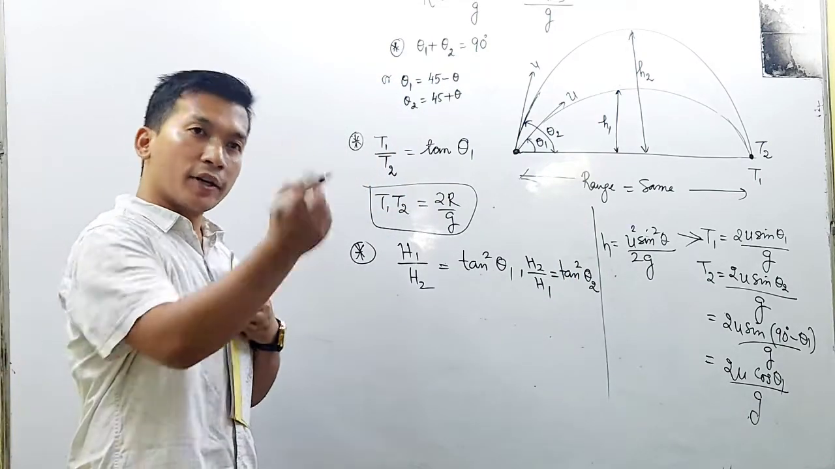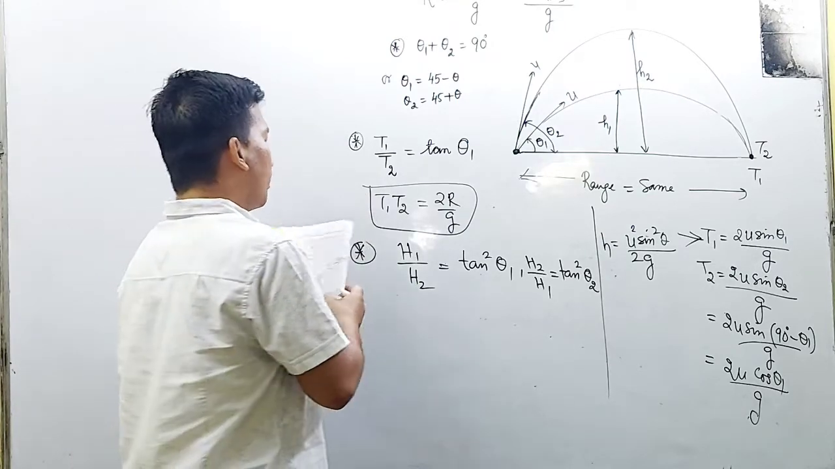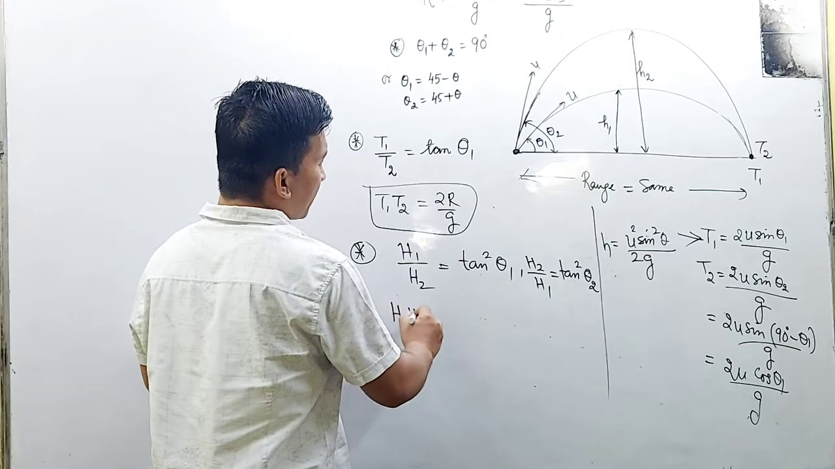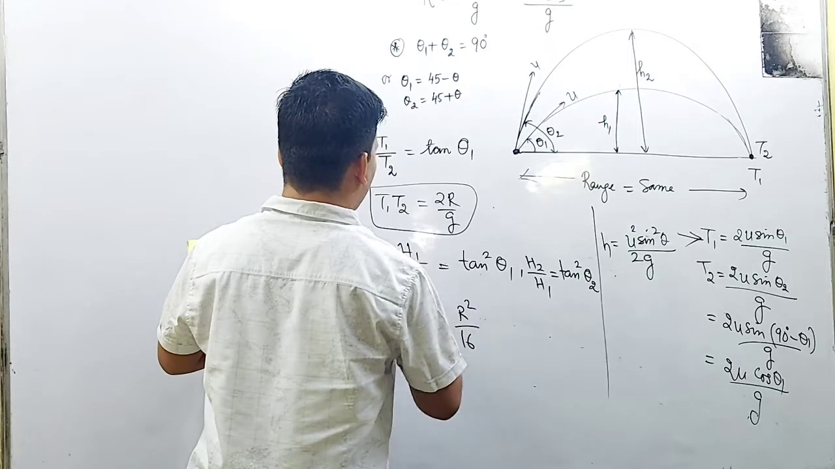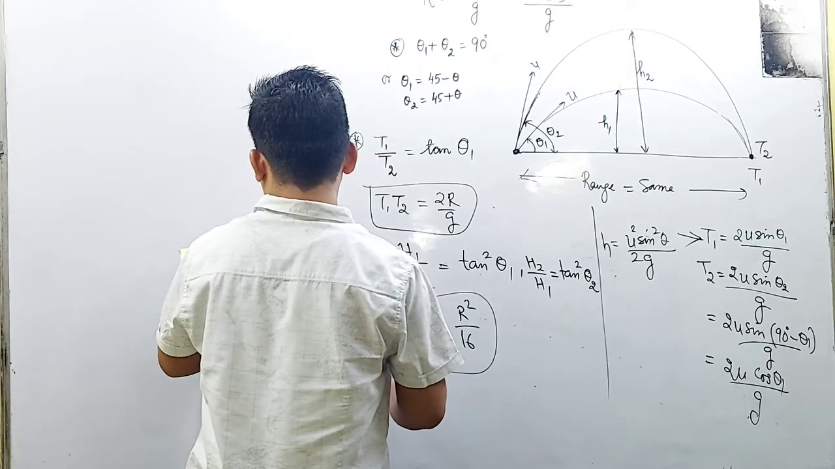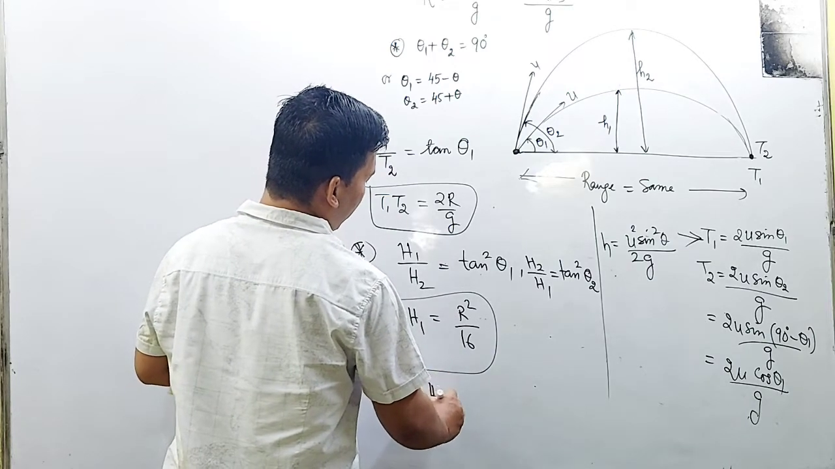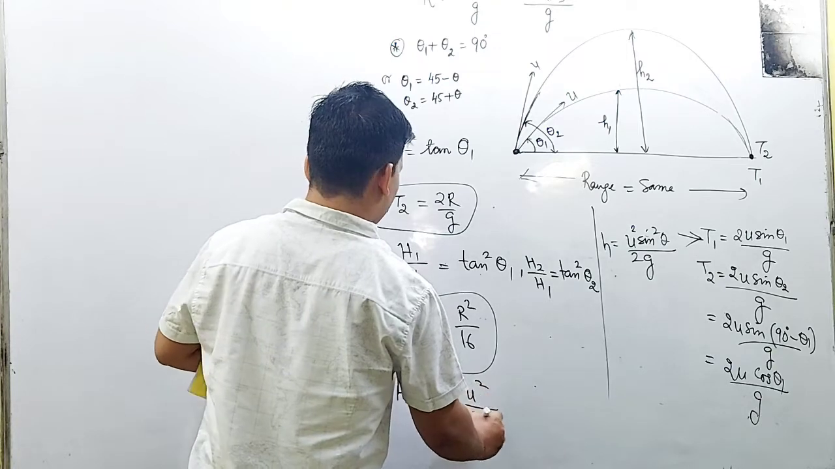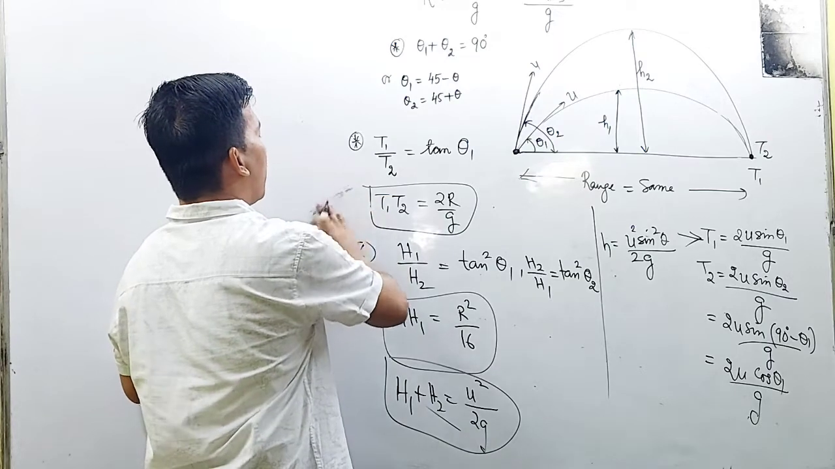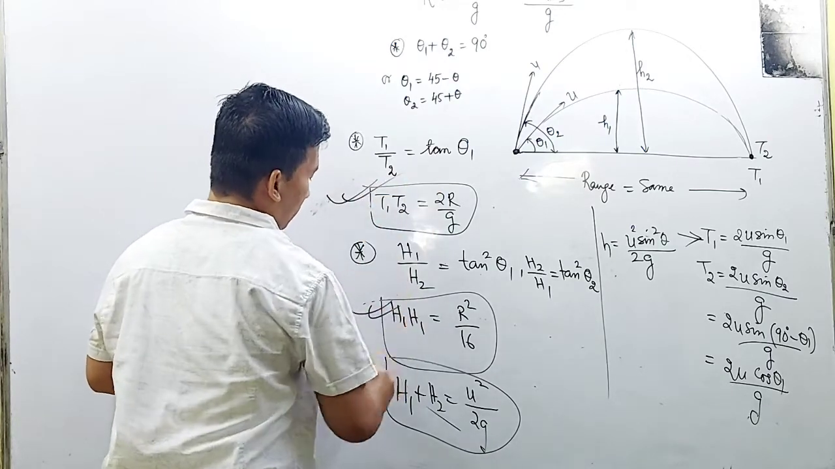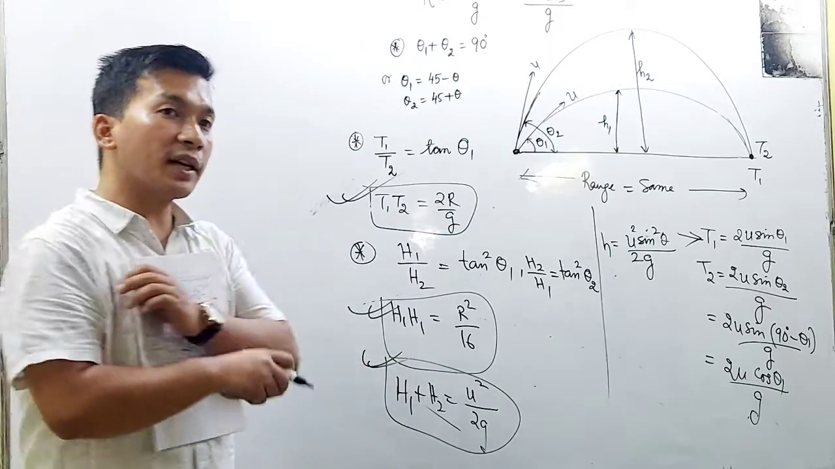Now, the product of the two heights: h1 h2 is equal to R square divided by 16. Next, h1 plus h2 will be equal to u square divided by 2g. This one you have to learn by heart, this one by heart, this one by heart.